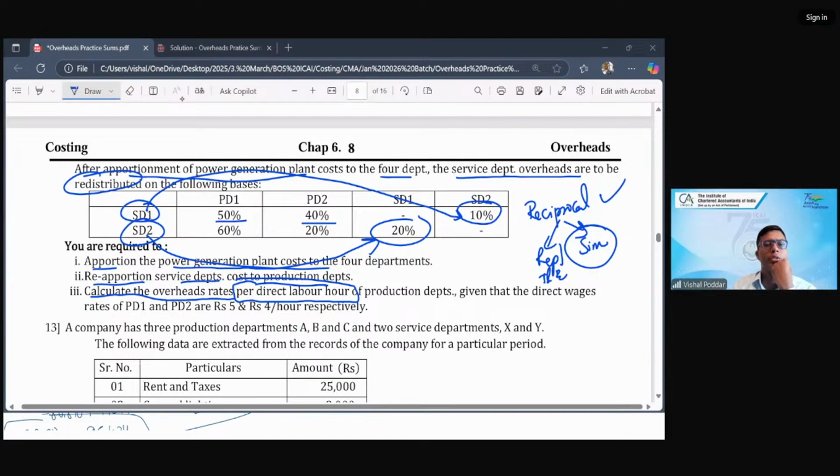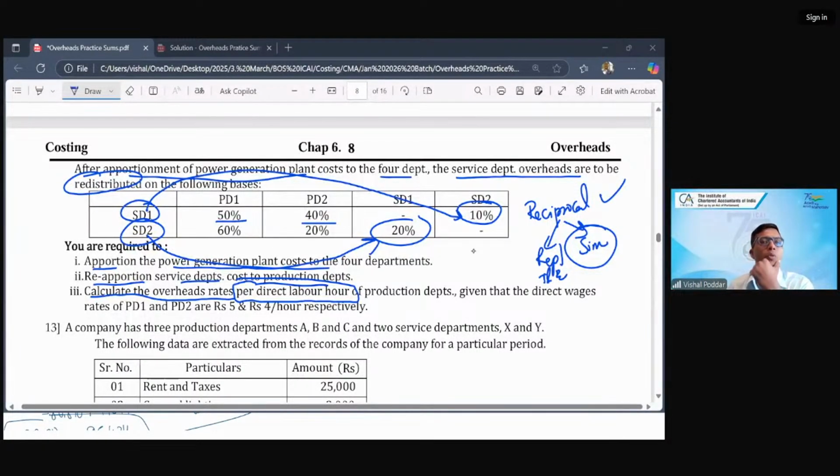Now, for this, you have to be very clear with the language. What is the language saying? They want the base as labor hours because they want you to find out ORR on the basis of the labor hours, correct?